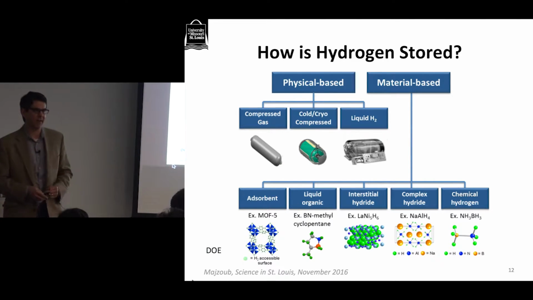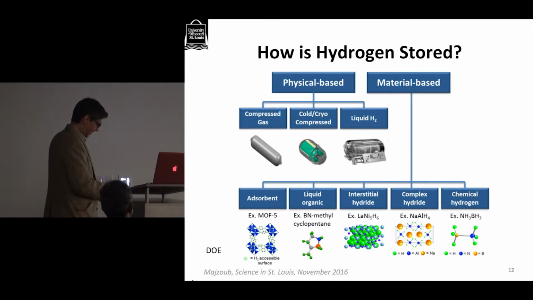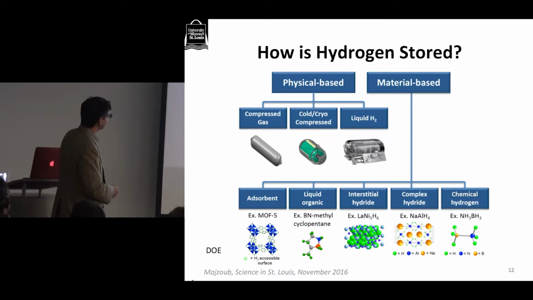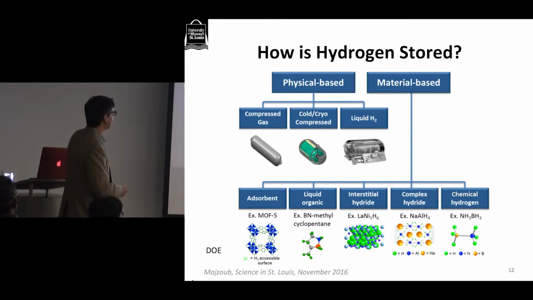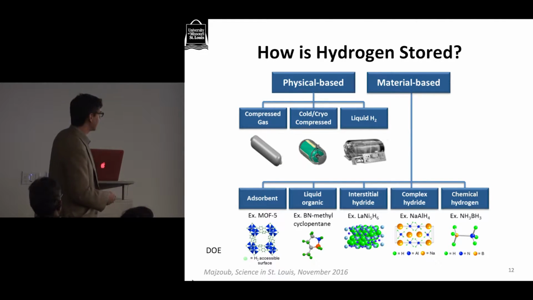Okay, so how do we actually store the hydrogen? And this is going to be one of the primary areas of the talk here. I mentioned a few physical-based means already. So we can compress the gas at room temperature, or we can cold cryocompress it at lower temperature, or we can go all the way and try to liquefy the gas. And these are all technologies that have been developed.